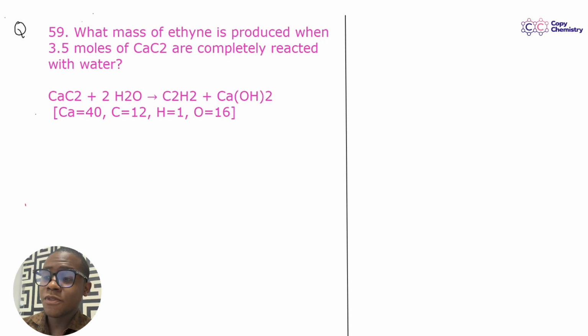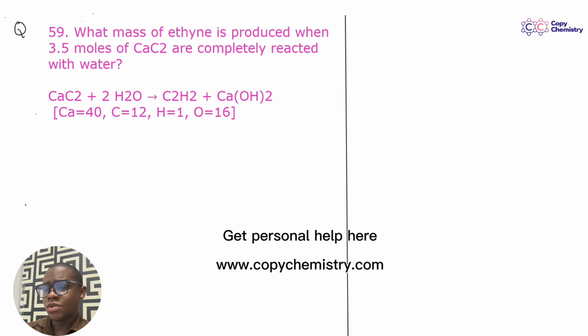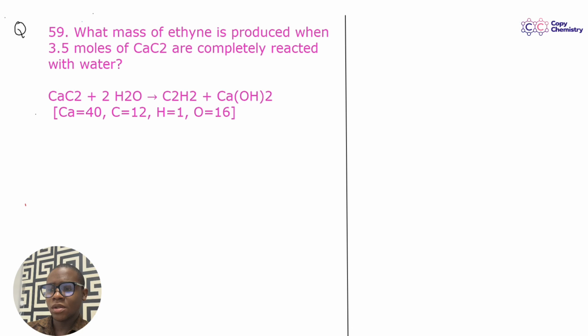Hi, this is question number 59 on stoichiometry. What mass of ethine is produced when 3.5 moles of calcium carbide are completely reacted with water? Now this is the equation of reaction here.